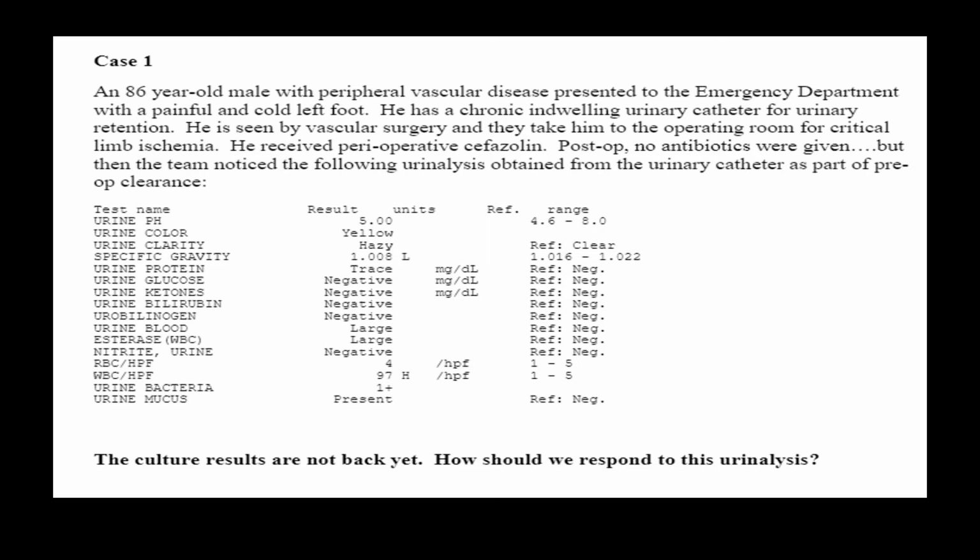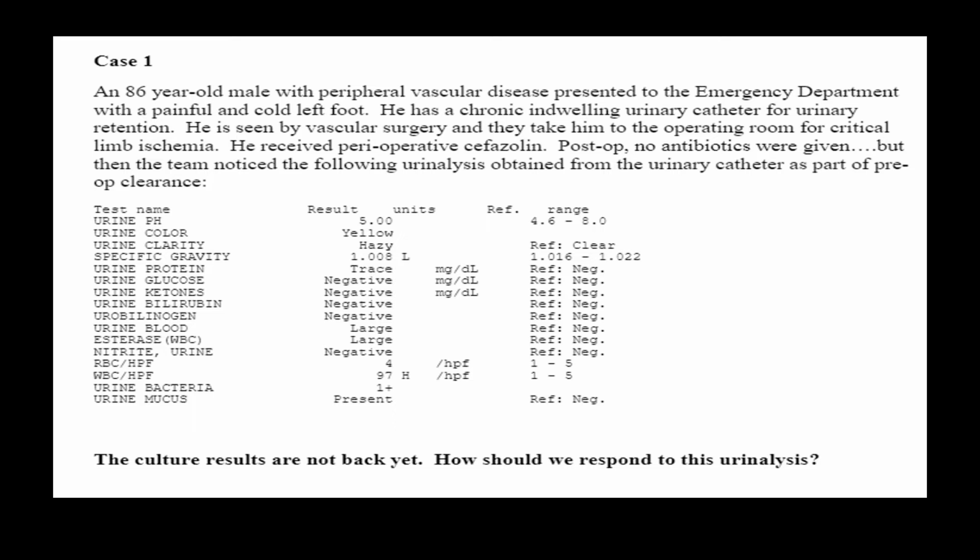The best way to go through the thought process is to apply it to a case. So here's case one. An 86-year-old male with peripheral vascular disease presented to the emergency department with a painful and cold left foot. He has a chronic indwelling urinary catheter for urinary retention. He is seen by vascular surgery and they take him to the operating room for critical limb ischemia.